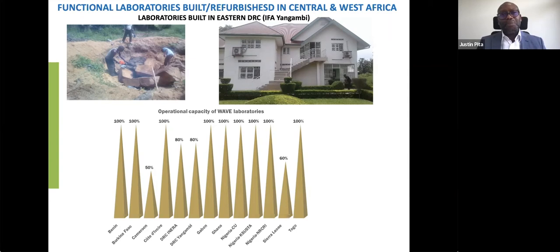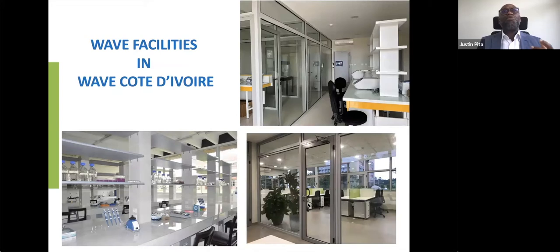In Côte d'Ivoire, we have 4 laboratories. We have the main office, because the program WAVE is headquartered in Côte d'Ivoire, in Abidjan. Here you see part of a virology lab, part of another lab that we have here to conduct virus diagnostics.